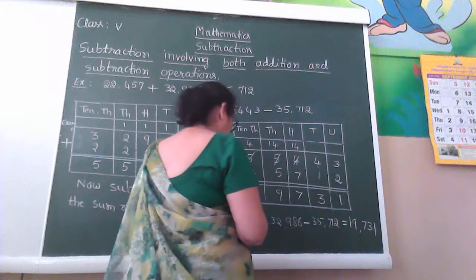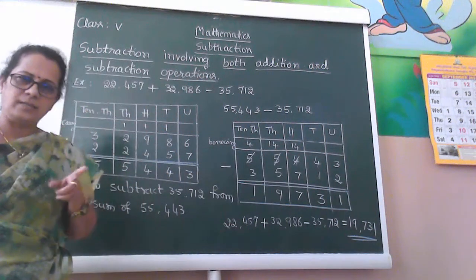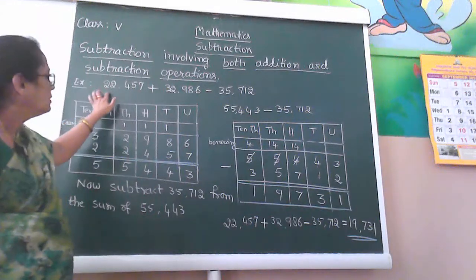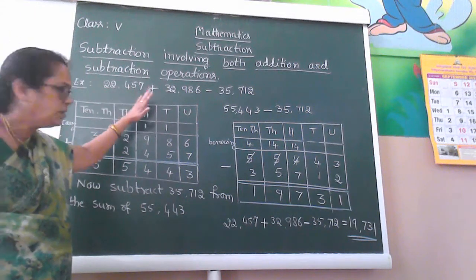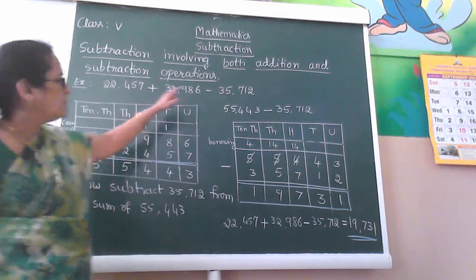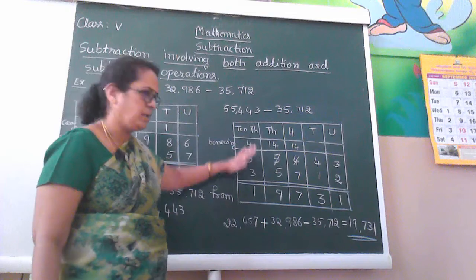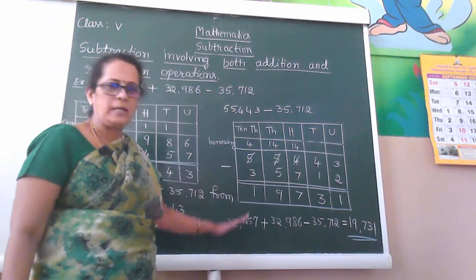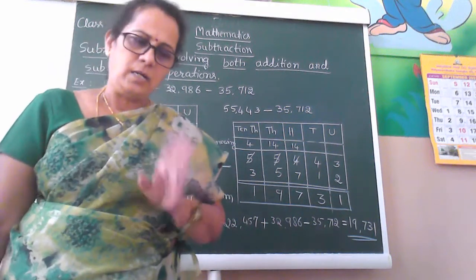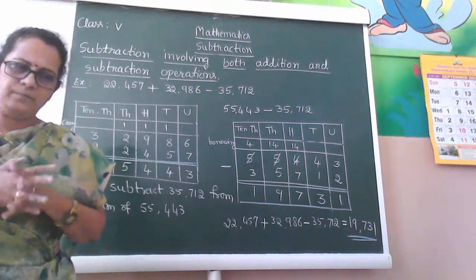19,731. This is the answer. See, in one sum, we involve addition, and from that sum we subtracted the given 5-digit number. Say according to place value, we wrote and we did both types in one sum.